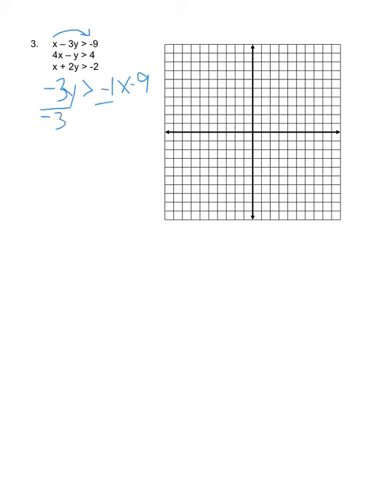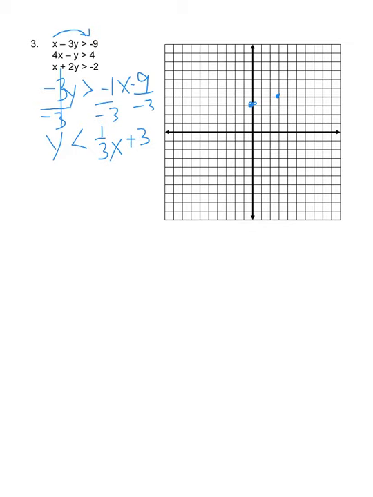Bells and whistles, they go off. I divided by a negative, so I must flip my inequality. It is now less than. A negative over negative is a positive 1/3 x. A -9 divided by -3 would be a positive 3. So my y-intercept is 3. My slope is 1/3, so I rise 1 and I run 3.